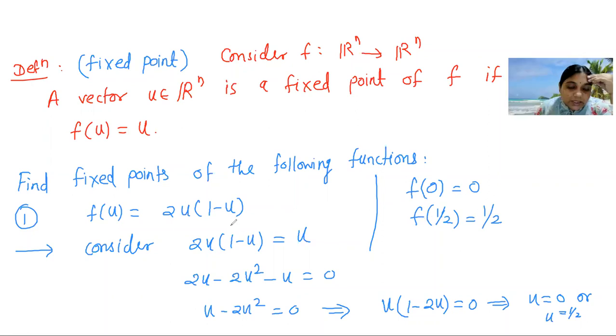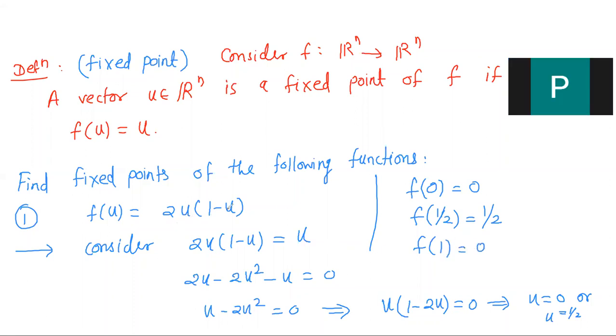But whether 1 is a fixed point here, what is f of 1? It is 0, because 2 times 1, 1 minus 1 is 0, so 2 into 0 is 0. So f of 1, the image of 1 under f, is 0. It is not 1. So 1 is not a fixed point. Fixed point means that point remains the same under that function. So this function has two fixed points, namely 0 and half.